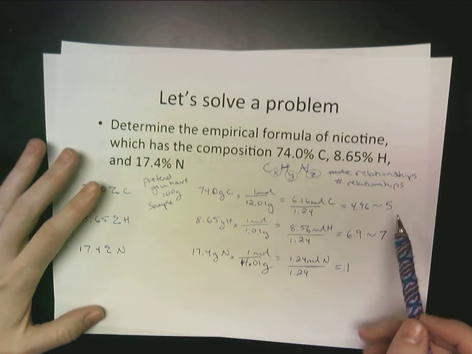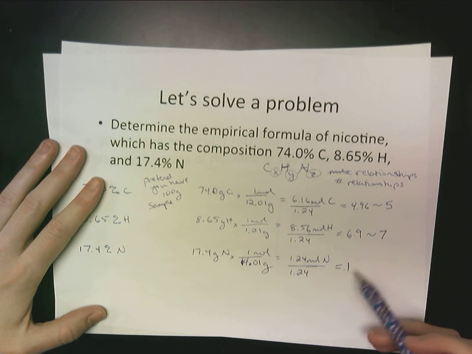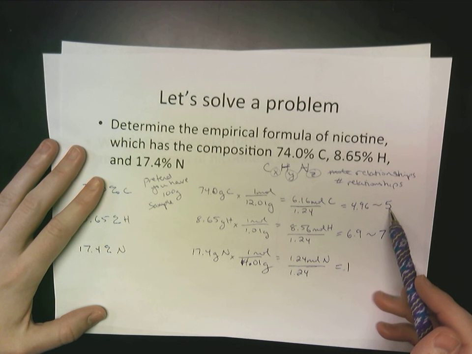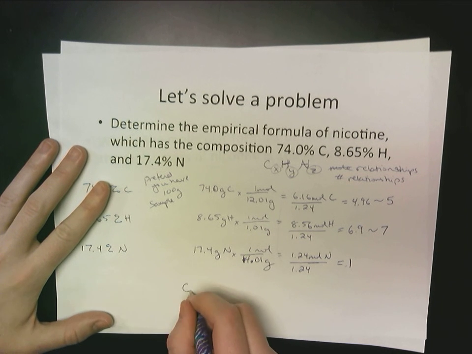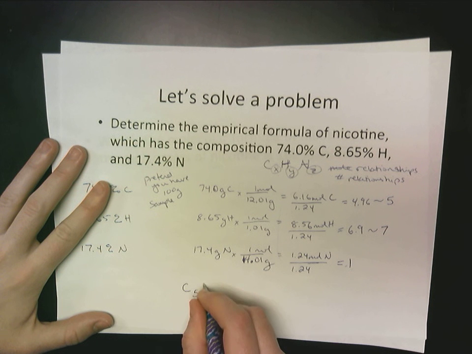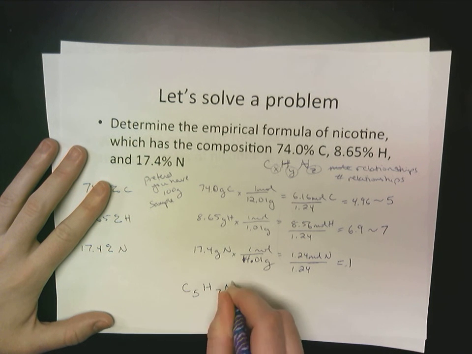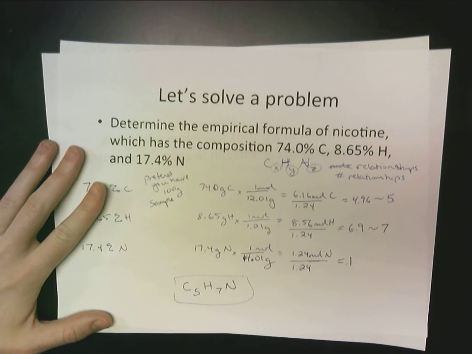So I'm still not done. I've got the ratio of nitrogen to hydrogen to carbon in my compound, nicotine, but I need to write it as an empirical formula, which looks like this. So this is my empirical formula of nicotine.